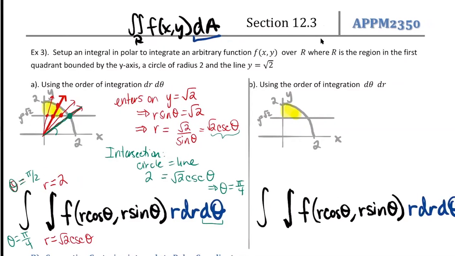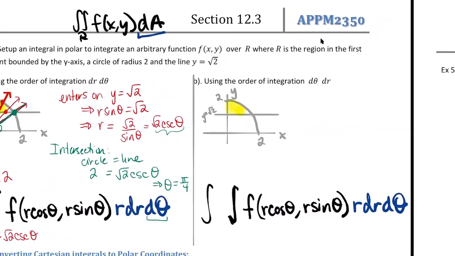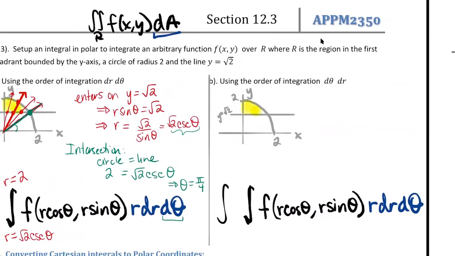Now let's think about if I wanted to do it the other way. So now I'm going to take my knife and I'm going to keep theta constant, and I'm now going to draw my knife in these little radial shapes. I'm just going to start going through my region with these little radial slices.